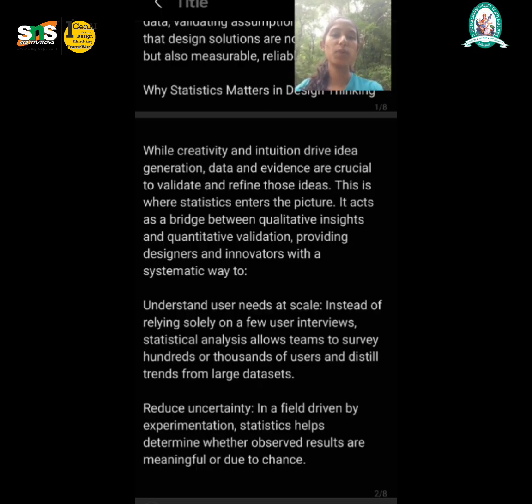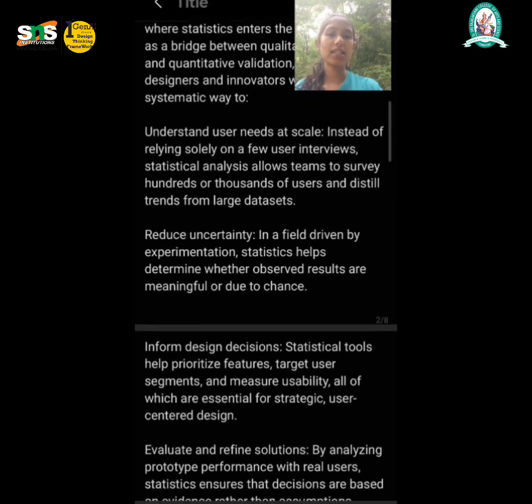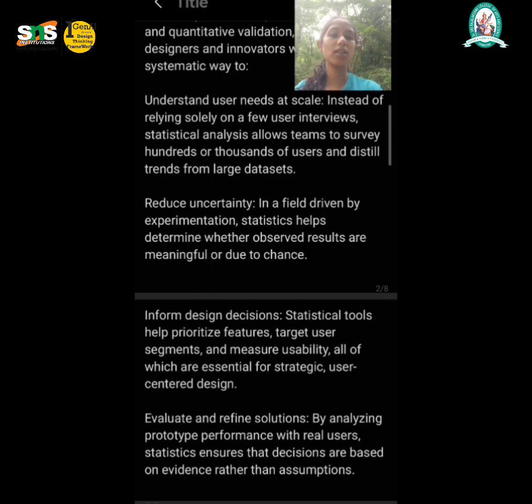It acts as a bridge between qualitative insights and quantitative validation, providing designers and innovators with a systematic way to understand user needs at scale. Instead of relying solely on a few user interviews, statistical data analysis allows teams to survey hundreds of thousands of users and distill trends from large data sets. Reduce uncertainty: in a field driven by experimentation, statistics helps determine whether observed results are meaningful or due to chance.